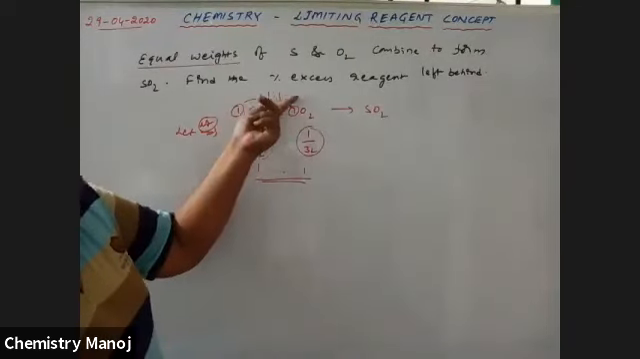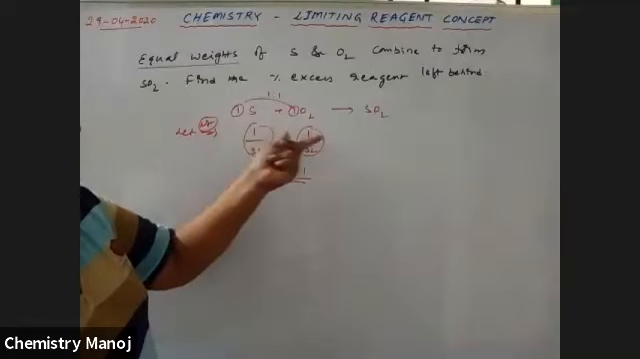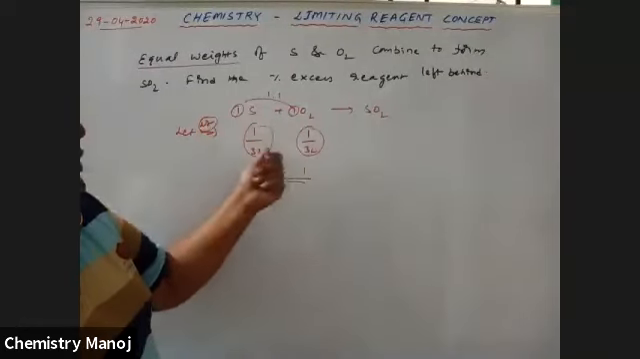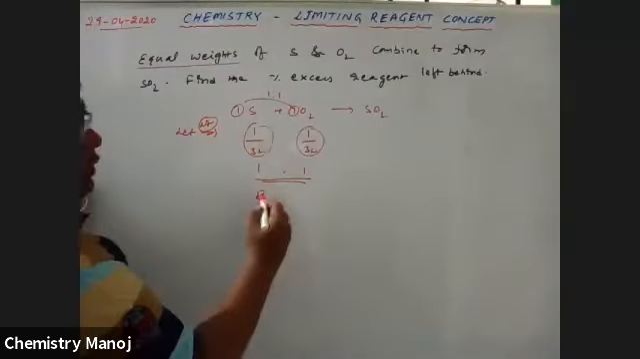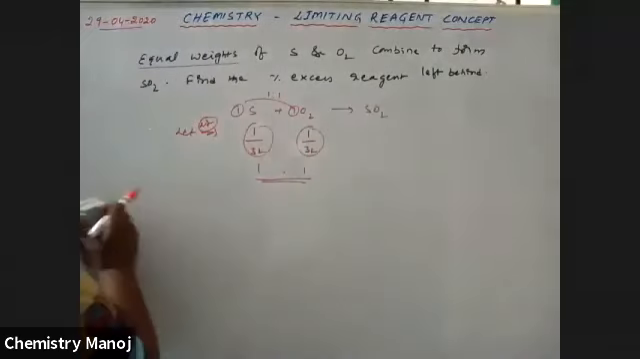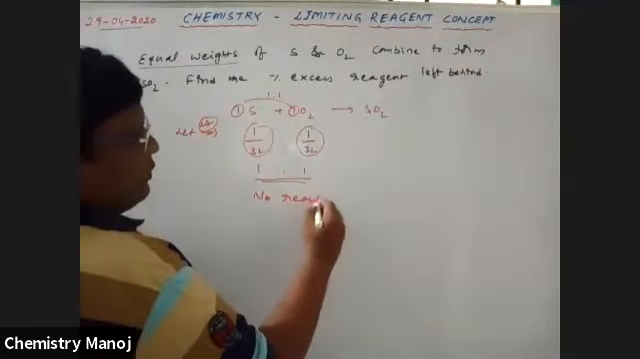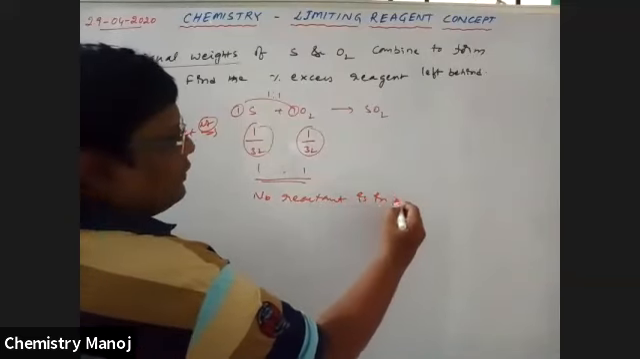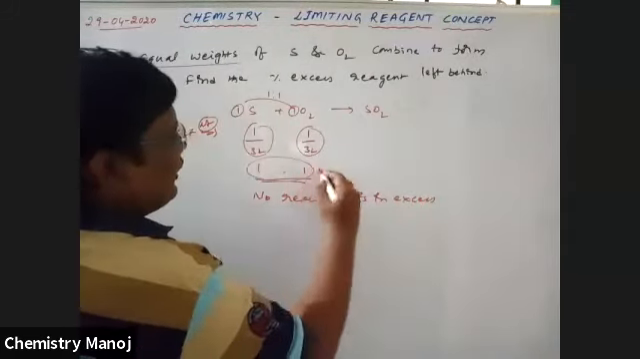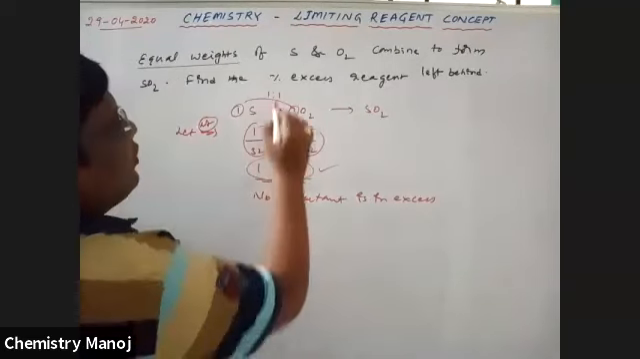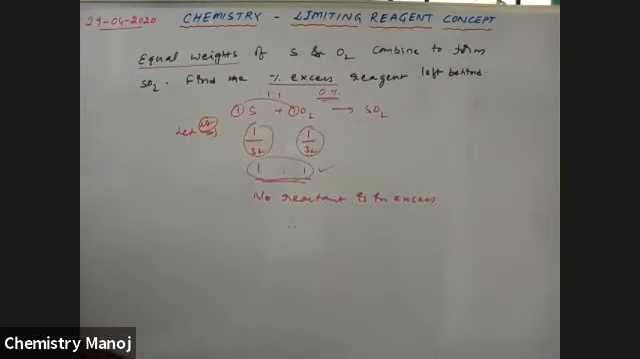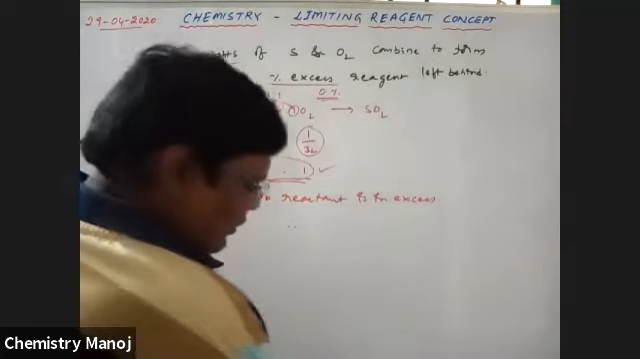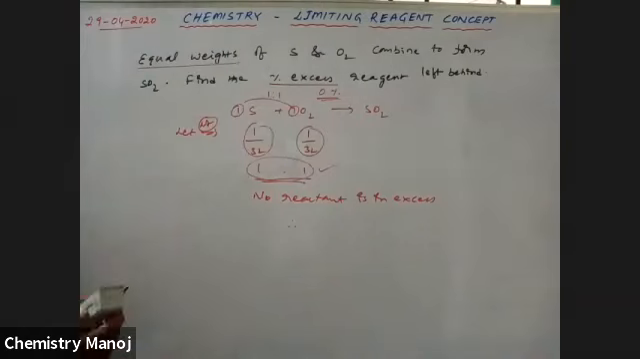Actually, a 1:1 mole ratio is available. Here also, weights are equal, 1 and 1. So I convert to moles, weight by atomic weight. It is also 1:1. That means no reactant is in excess because the exact stoichiometric ratio is added. Therefore, the percentage excess is 0% because nothing is left. So it is a simple one. Now I am going to take the next one.